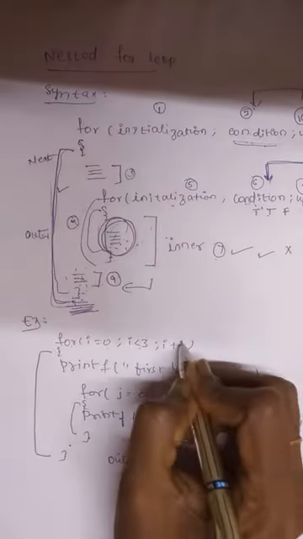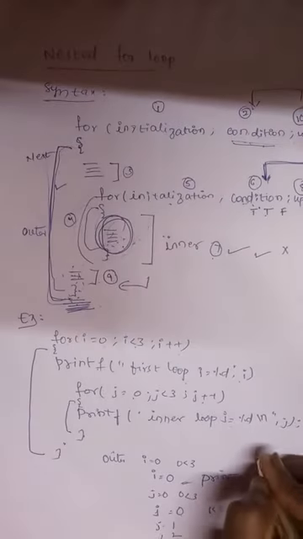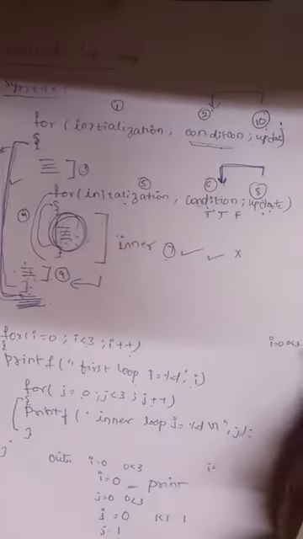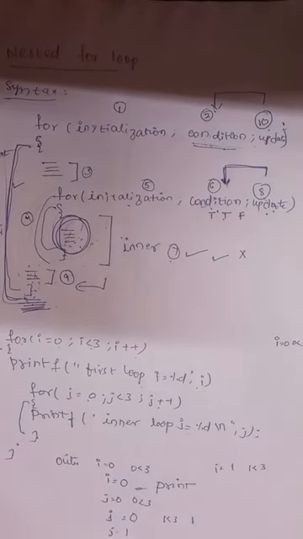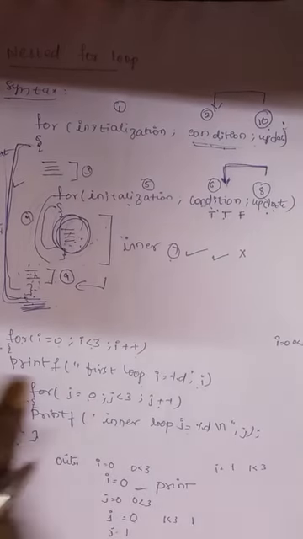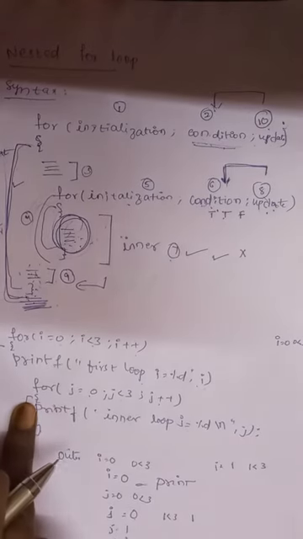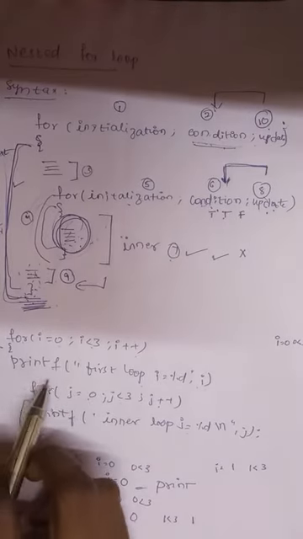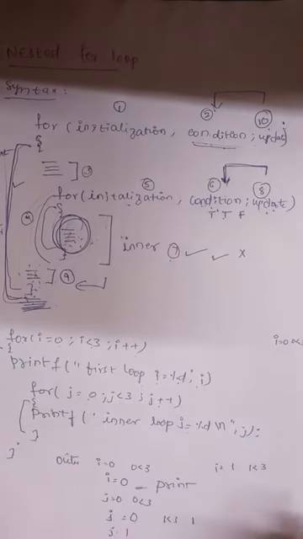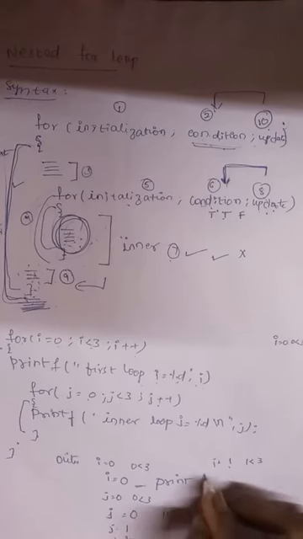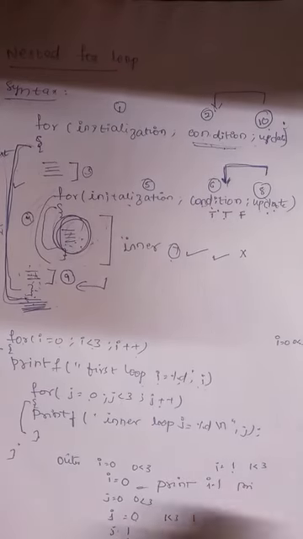So the value of i will be updated here. Now the value of i becomes 1. Is 1 less than 3? Yes. If 1 is less than 3, again this inner for loop will be executed. In the inner for loop, first we print first loop, i equals the value of i. So what is the value of i? i is equal to 1. So that will be printed.